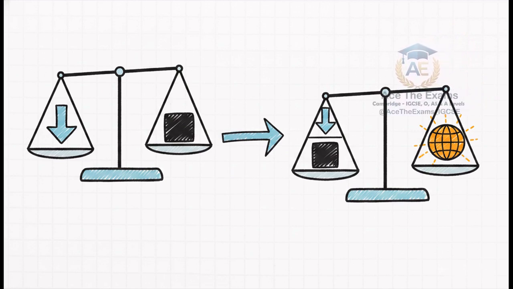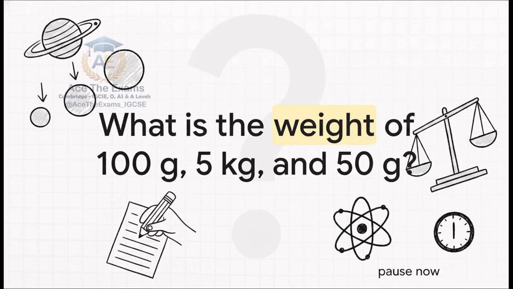Gravity, G, is the weight, W, which is the force, per unit of mass, m. Time for an interactive challenge straight from the Cambridge text to test this framework. I want you to pause the explainer right now. Grab a piece of paper and calculate the weights for these three masses.